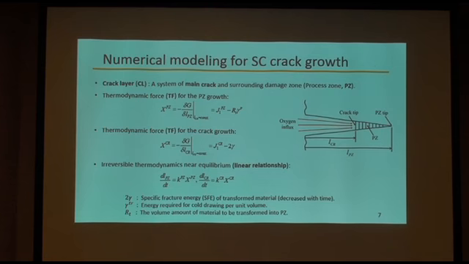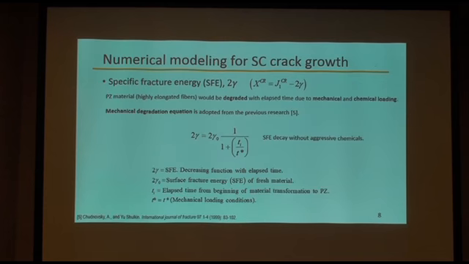And by using the linear relationship, we can calculate the process zone growth rate or the crack growth rate by this simple explanation. And as I mentioned before, the 2 gamma, specific fracture energy at the crack tip, is degraded with elapsed time. In the stress corrosion cracking, this is degraded due to the mechanical and the chemical loading.